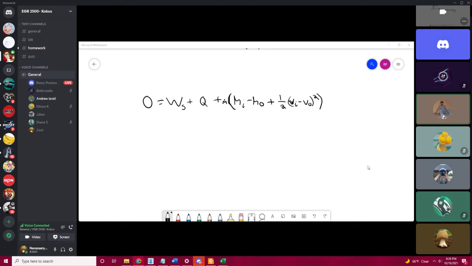From part B, I found the mass flow rate, which was, I got the same number, 4.84. And now this is where I'm stuck at. I don't know what to do for the next part.